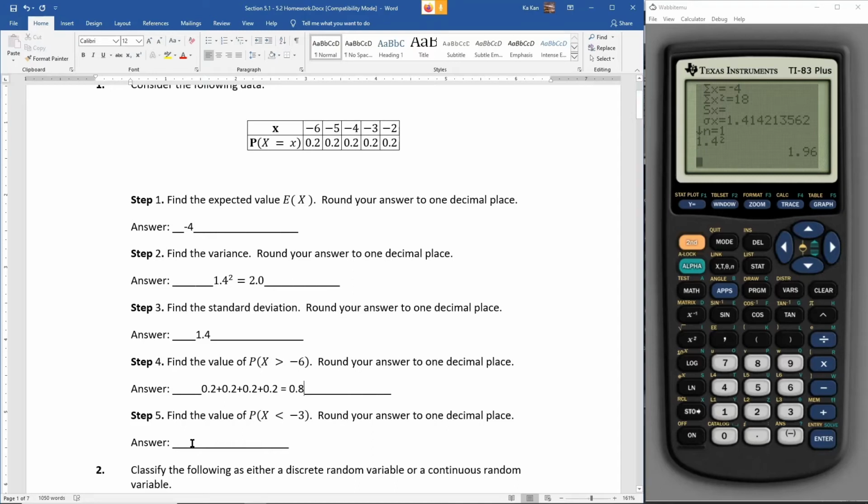So now, find the value of X less than -3. Right here's -3. You want everybody less than. Now, it's important not to count -3. If they say less than or equal to, that's a different story. But now they just say less than, so we'll count these 3 guys. Of course, the answer will be 0.6, a 60% chance. And that concludes the first problem.